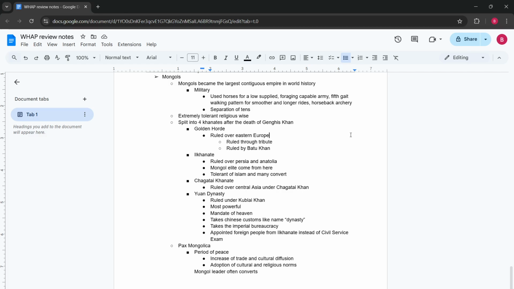Anyway, so yeah, the fifth gate was better for walking longer distances as a rider, and that helped them be faster, because even though they might not be going as fast as they could in a short distance, because they could do it for so much longer, they would end up going a lot further.